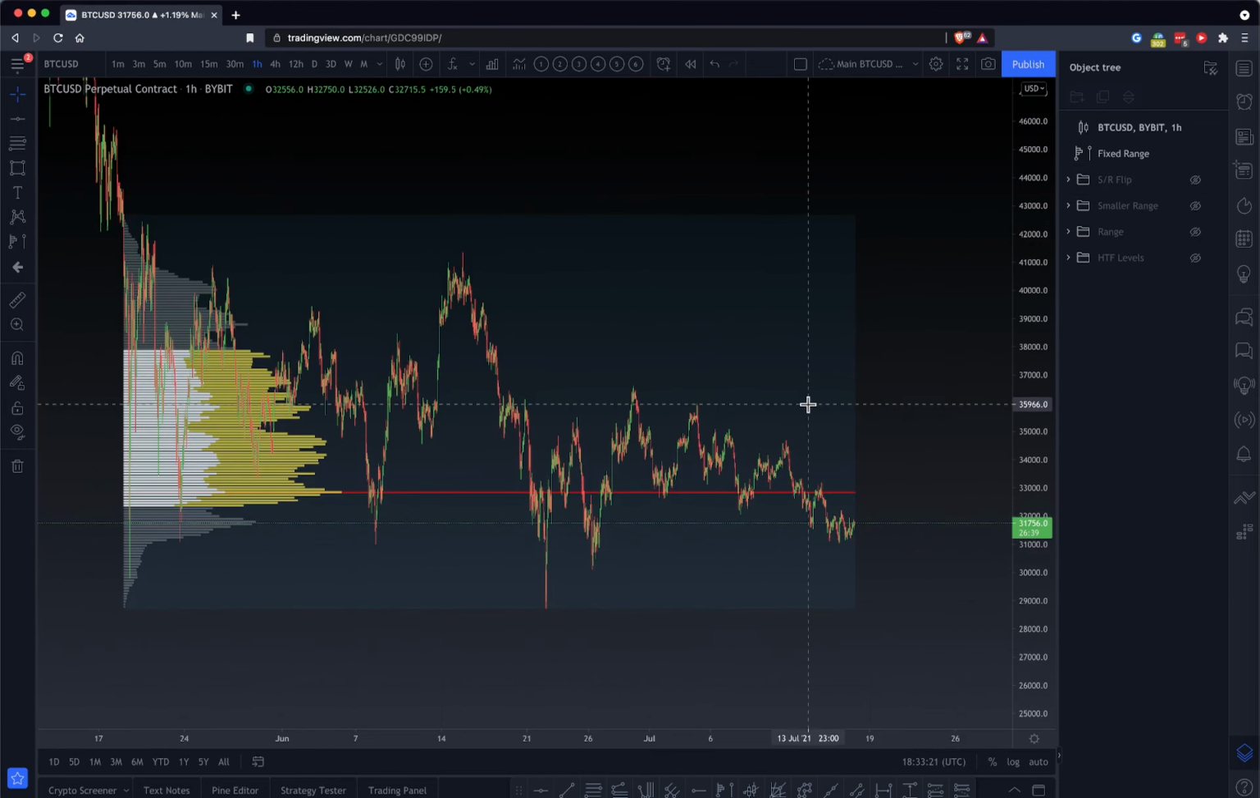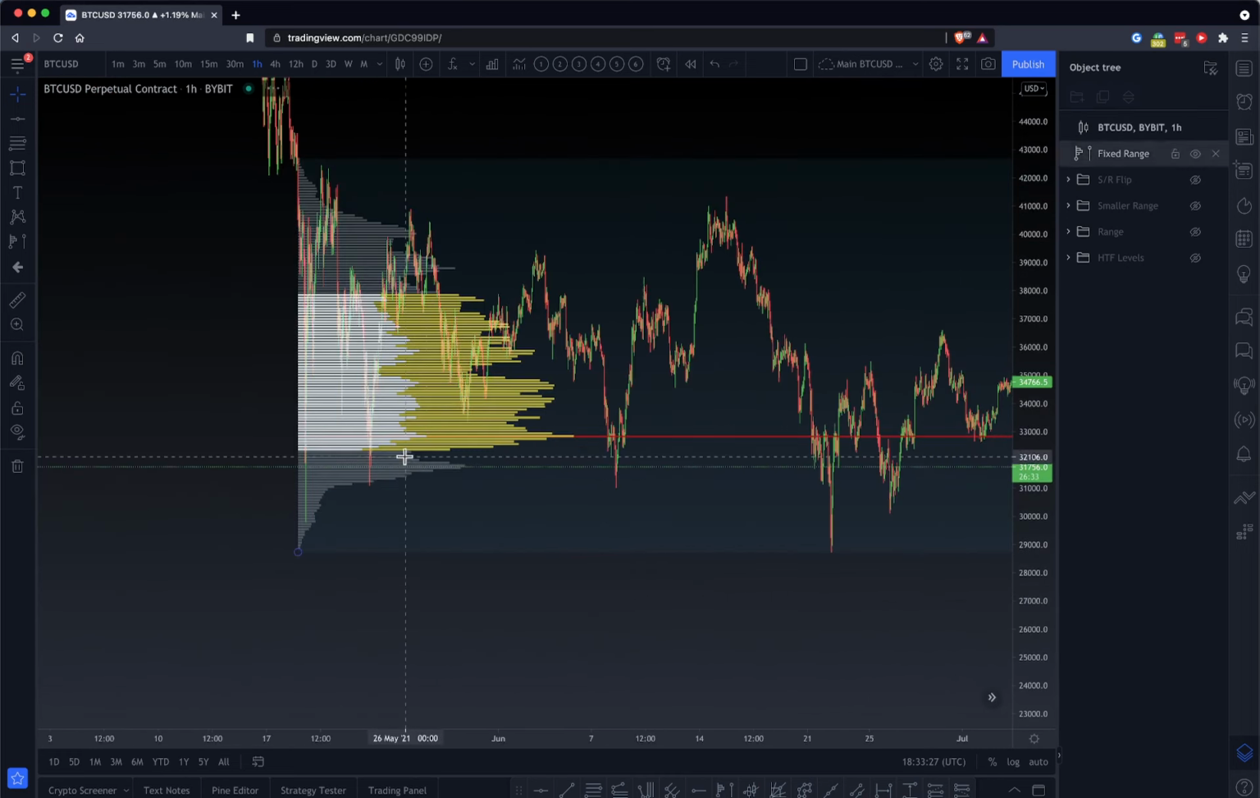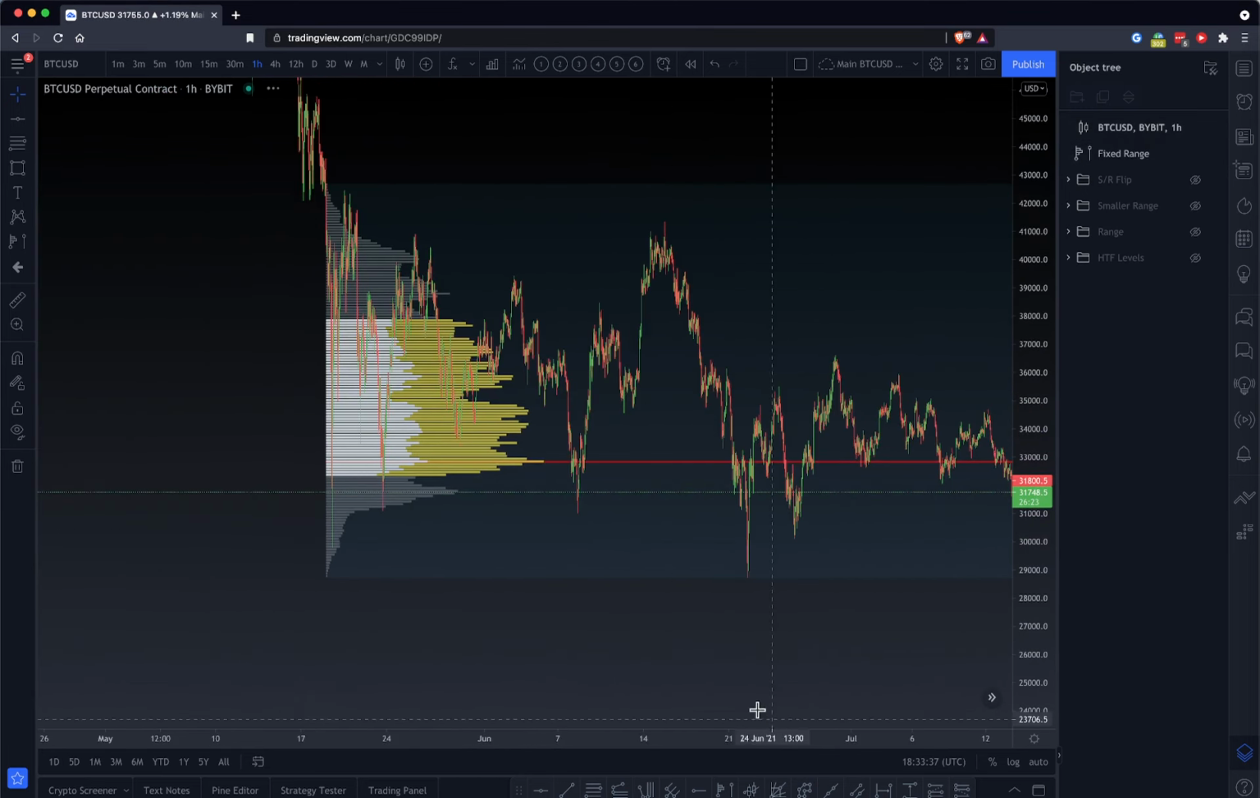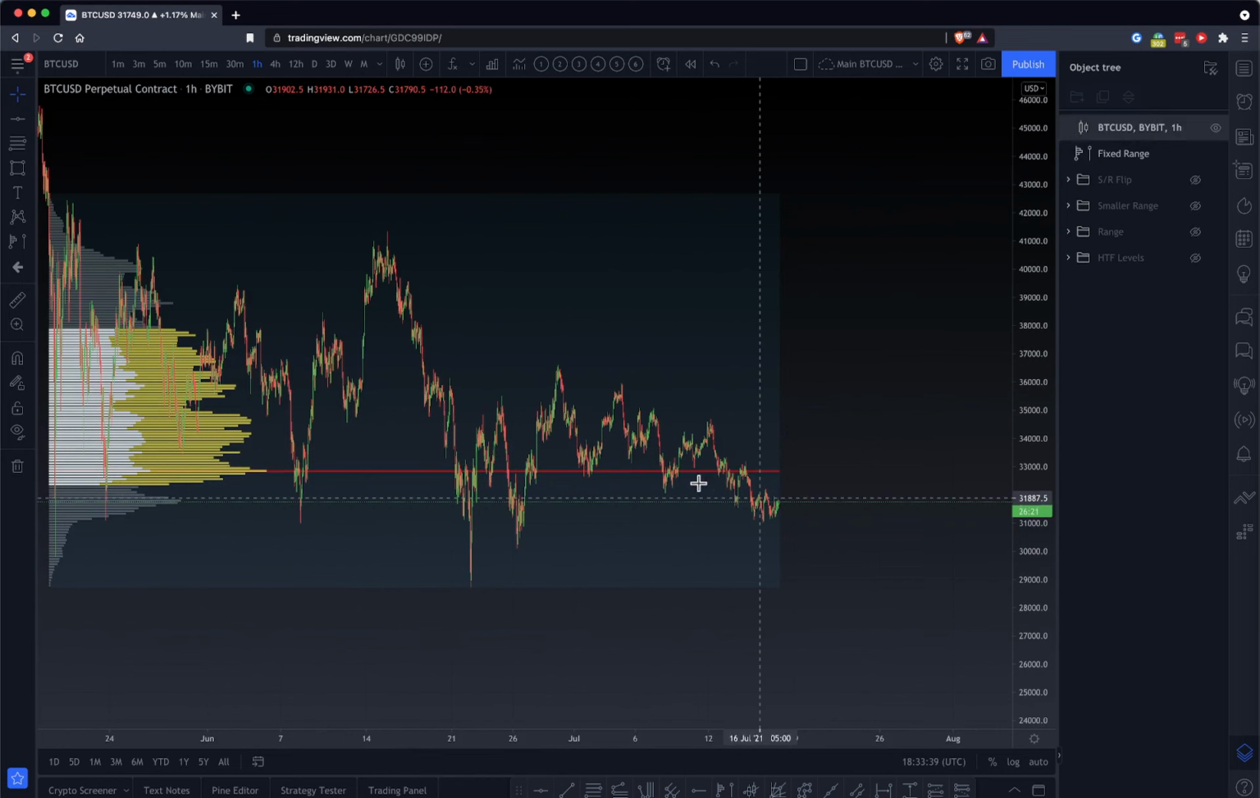So the point of control started around here, and then the first point of control goes around here, and then it went up. We build a point of control here, then another one here, then the point of control shifted down as we spent more time in the last 30 days around this region.